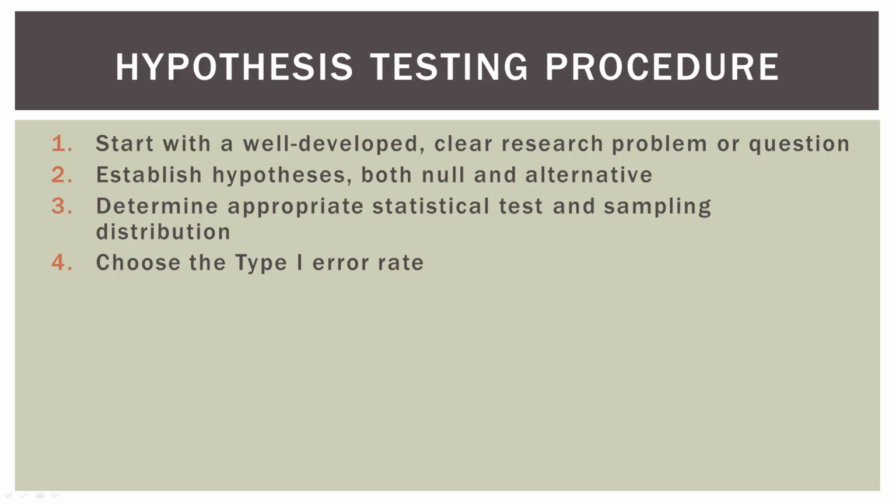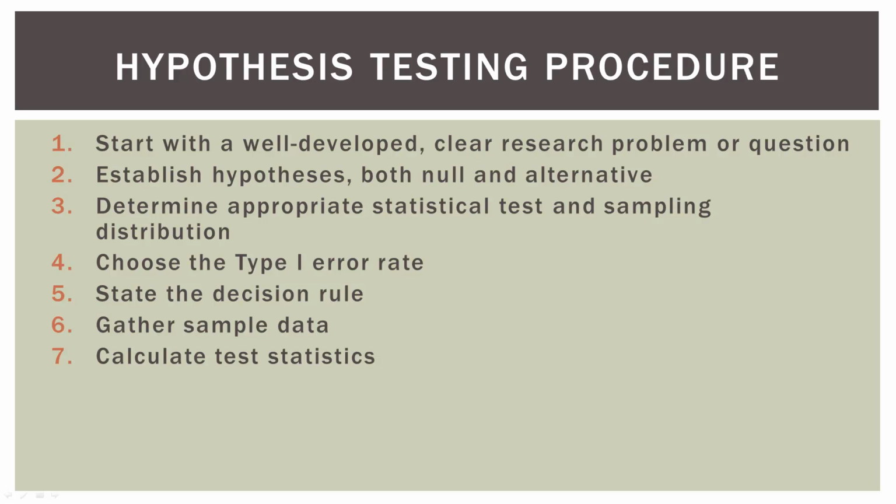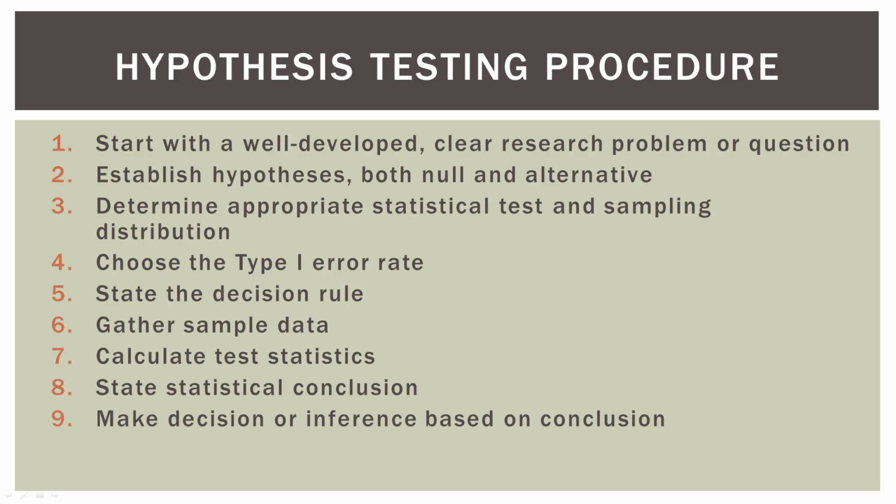Choose your type 1 error rate. Again, that's up to you. Then state your decision rule. So based on the statistical test and distribution you're using and your error rate, you will come up with a decision rule that says if my t-value falls here, I cannot reject the null hypothesis. If it falls here, I have to reject the null hypothesis. Then gather your sample data. Once you have your sample data, calculate the test statistic. Once you have the test statistic, you compare that to your decision rule and then state your conclusion. Once you have the conclusion, you can then make some sort of real-world recommendation or some real-world publication, whatever your application may happen to be.